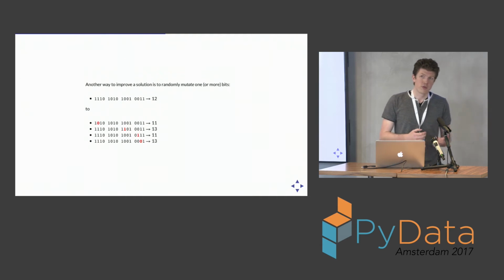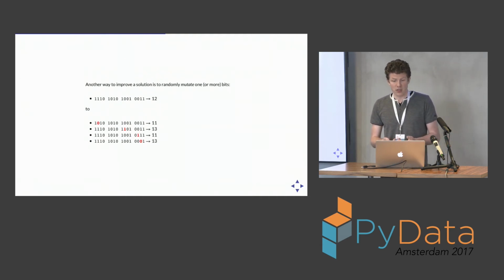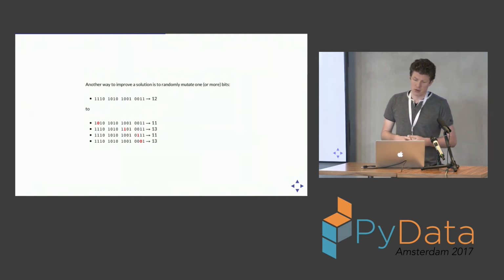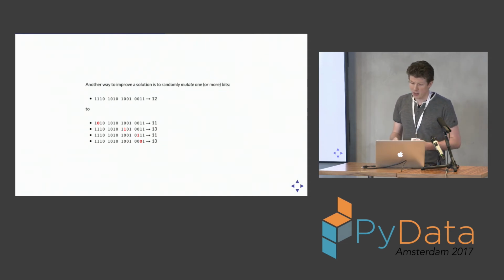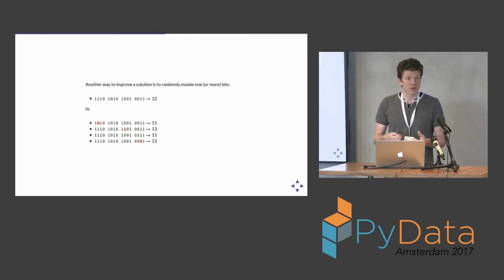Another way to improve any of these solutions is to just randomly mutate it. So for example, we could flip one of the bits. So if we take this solution that we got before, that was the best solution we had, and then 4 times randomly flip a bit, then we get 4 solutions that might be better or might be worse. In this case, we get 2 better solutions and 2 worse solutions.